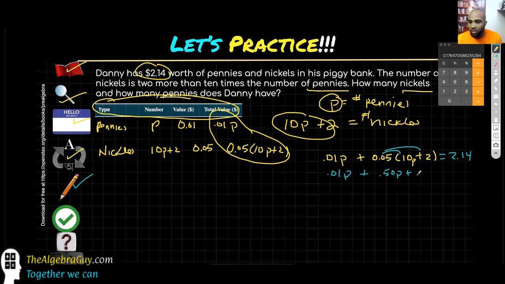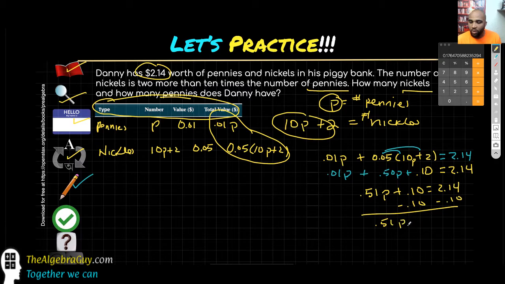So this actually should be 0.1 equals 214. All right, now I'll continue. 0.51p plus 0.1 equals 214. And subtract 0.1, subtract 0.1. That leaves me 0.51p equals 214 minus 10 cents, which is 2.04. And let's hope this comes out better.